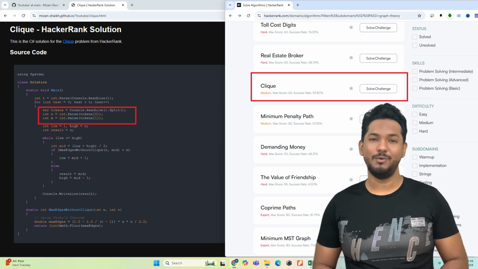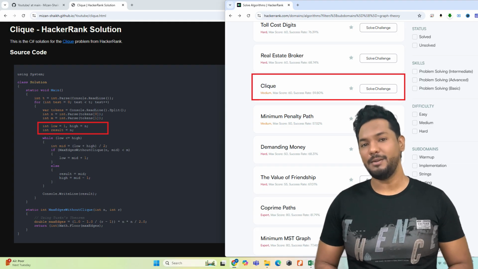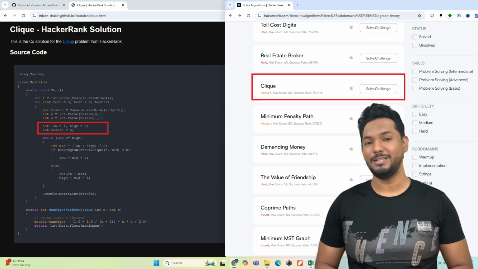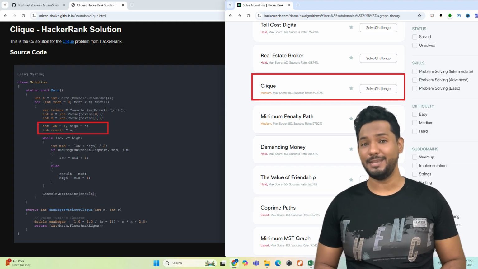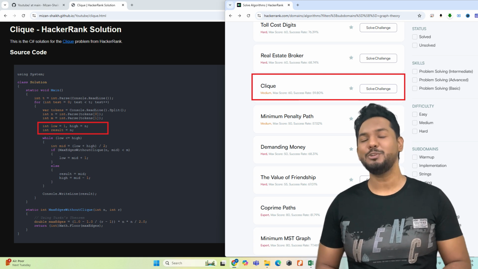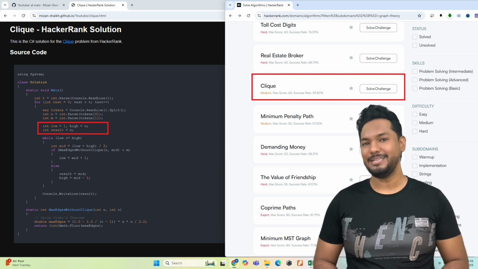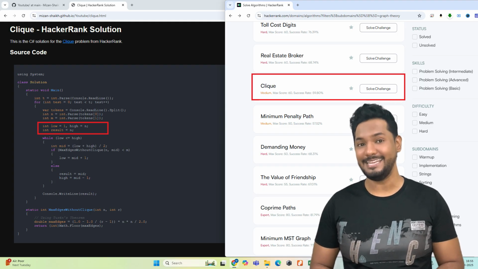Now we introduce our search range. We set low to 1 and high to n. This range represents the potential size of the clique we are looking for. We want to determine the largest clique size we can have while keeping the edge count within the limits imposed by m. So we start with an initial assumption that the largest clique could be as big as n itself.